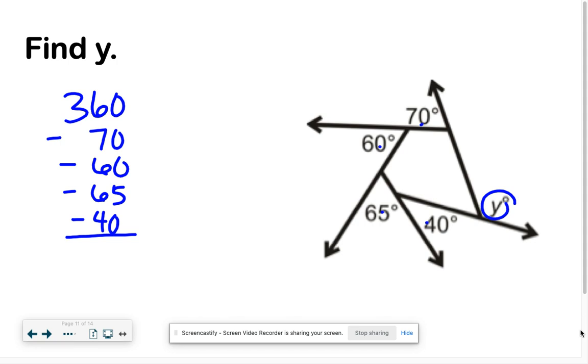Okay, find out. 360 and subtract away. Miss Nye, did you get 125? Elijah, you good with 125? Super. Woohoo! We all got 125.